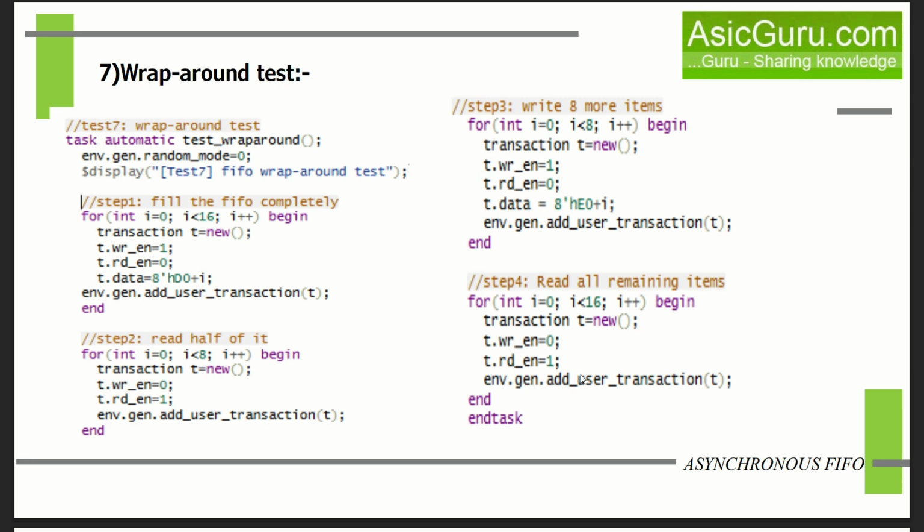Wraparound test. For checking the wraparound, first we completely fill the FIFO. Then we read half of it. Then we write 8 more items. Then we read the remaining items.